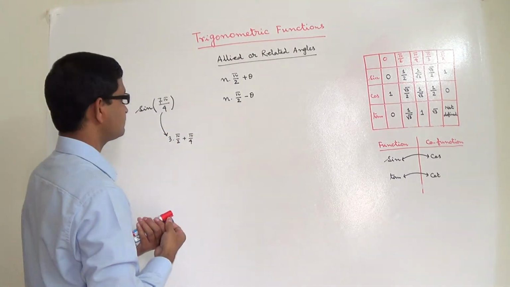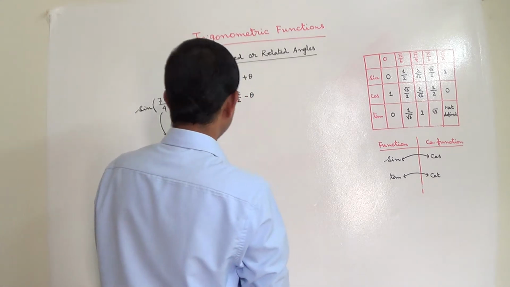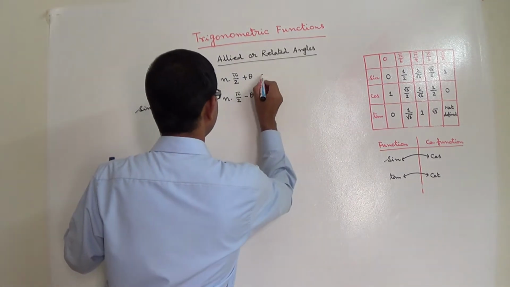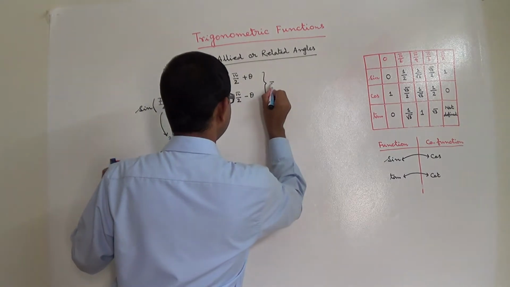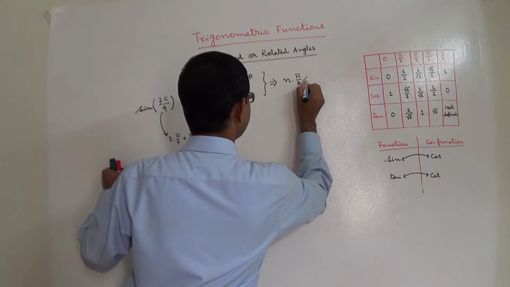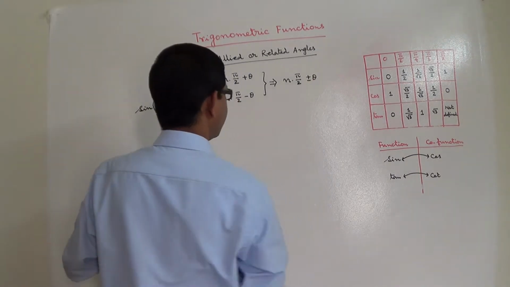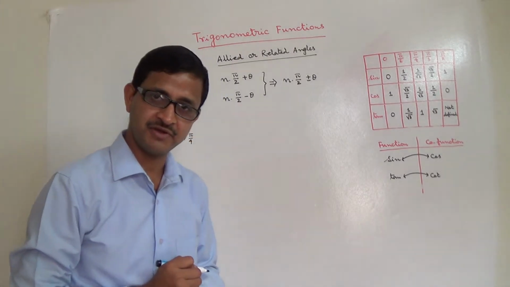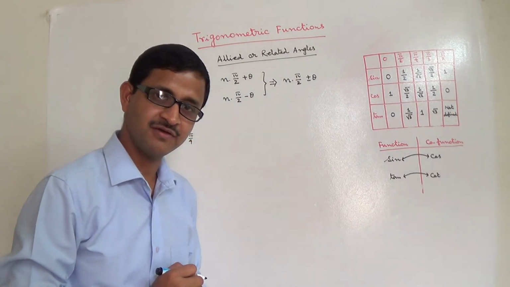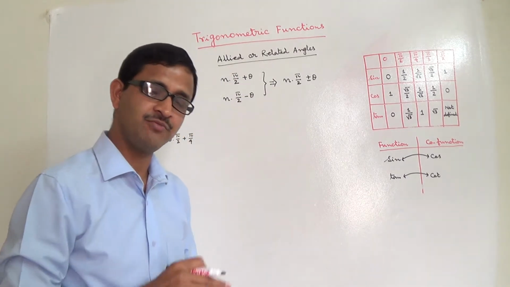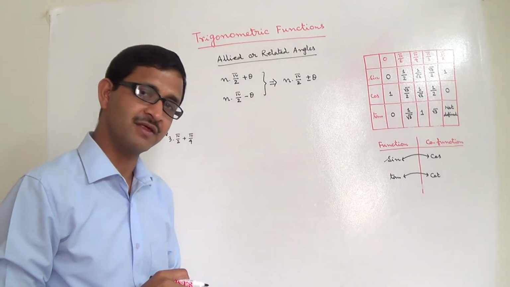Let's see. These two, n into pi by 2 plus theta and n into pi by 2 minus theta, can be clubbed together as n into pi by 2 plus or minus theta. Now let's see how we can compute the value of any trigonometric function expressed in the form n into pi by 2 plus theta. A similar approach will be applicable to n into pi by 2 minus theta.